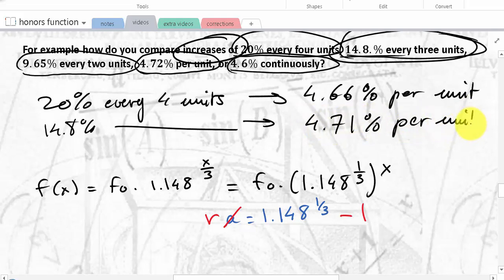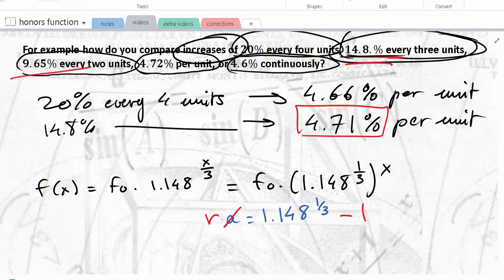So now I can compare. And I know that at least between the first two, the second one is better. I prefer 14.8% every 3 units to 20% every 4 units. What about this one? It's the same thing.